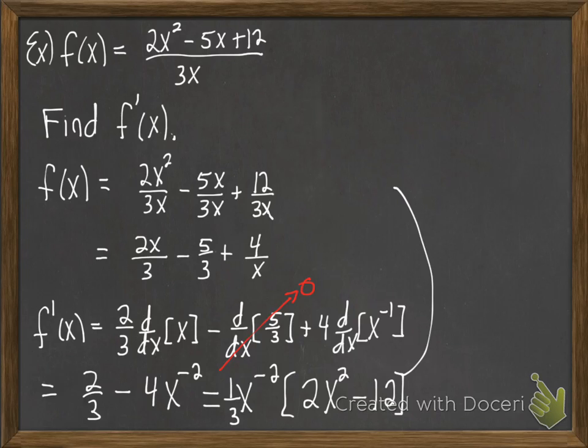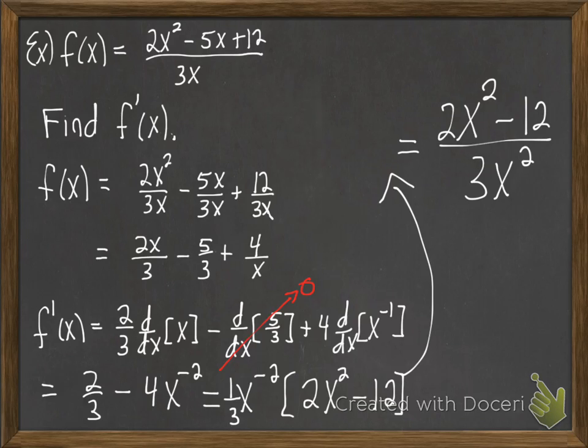And then finally, putting it all together, we'll have 2x squared minus 12 over 3x squared. And that is our answer.